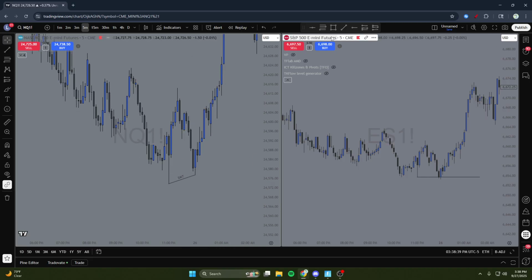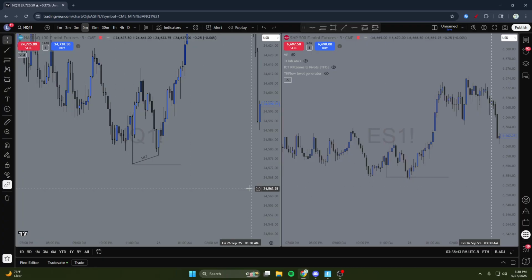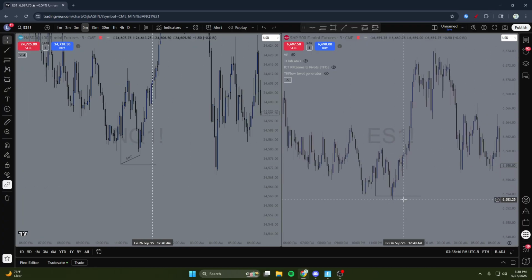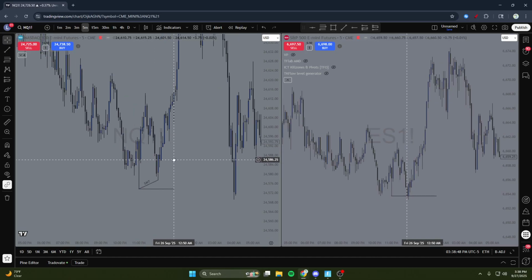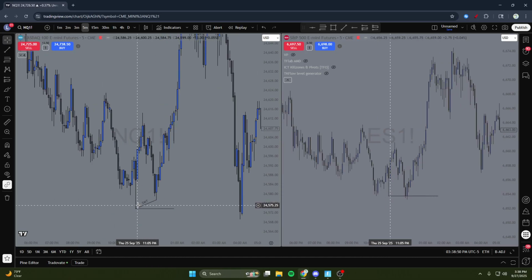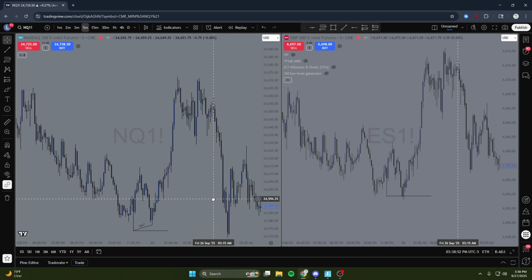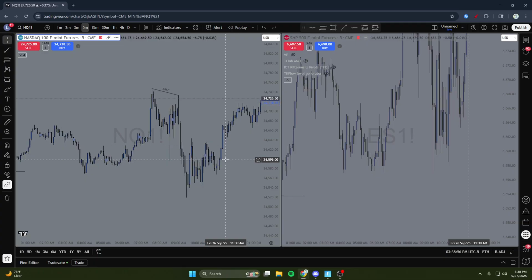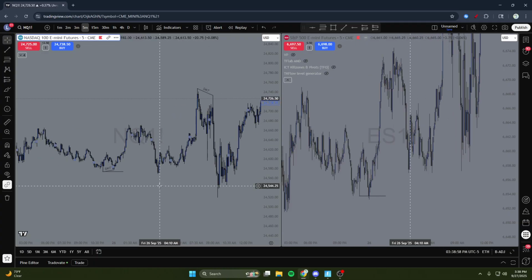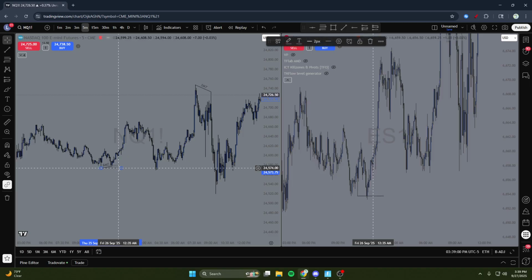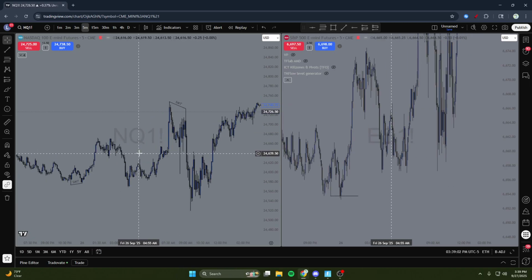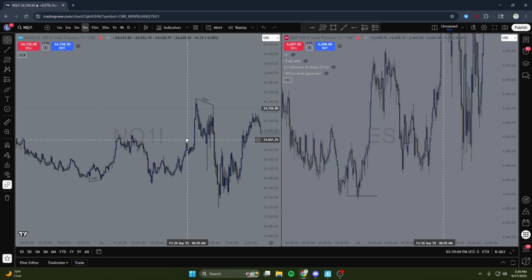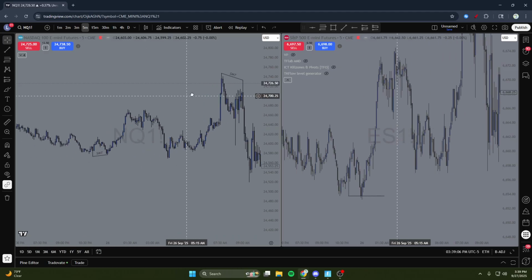So on NQ, we have this low here that was made on ES and NQ, of course, and ES took out this low, and NQ didn't. Any SMT at the lows will be a bullish SMT. Any SMT at the highs will be a bearish SMT. And the ones we're looking at here are called external SMTs. Basically, it just means they're happening on a wider range.